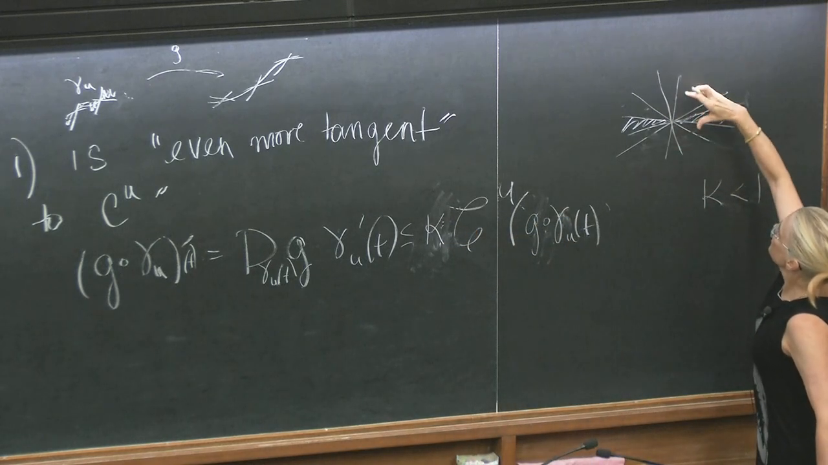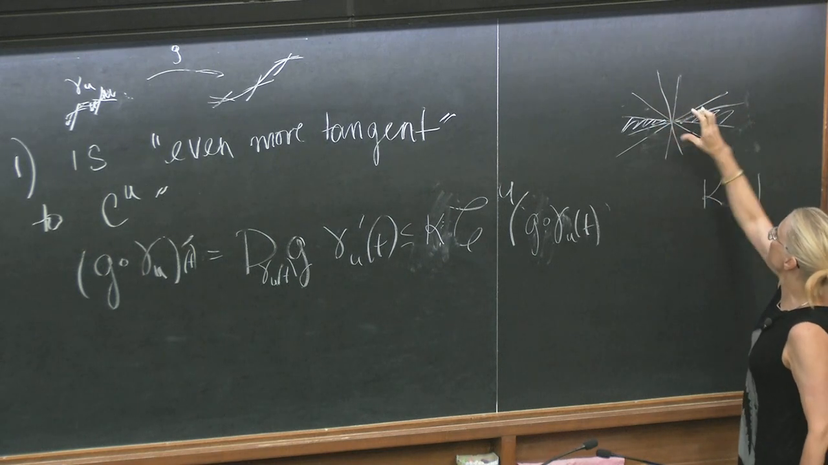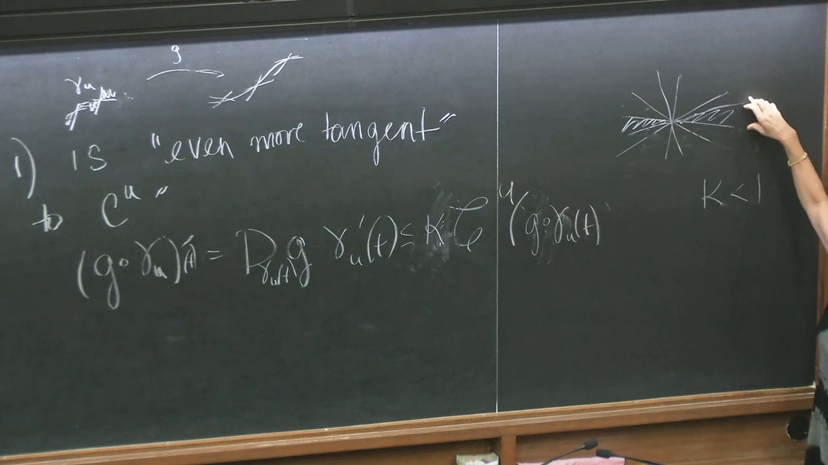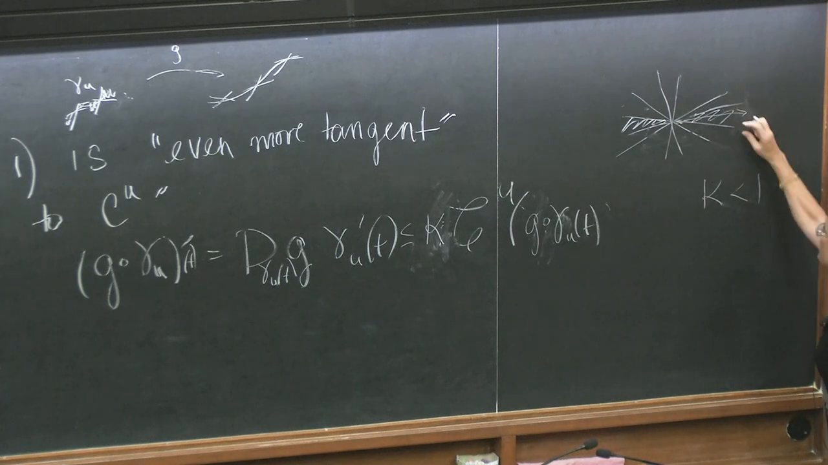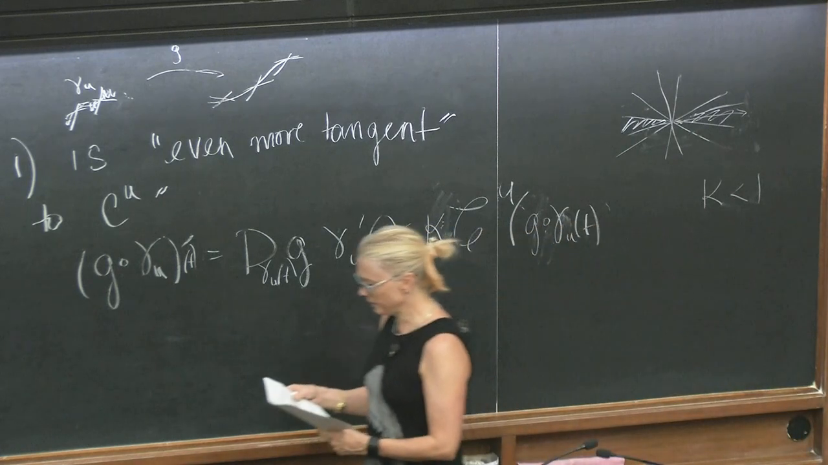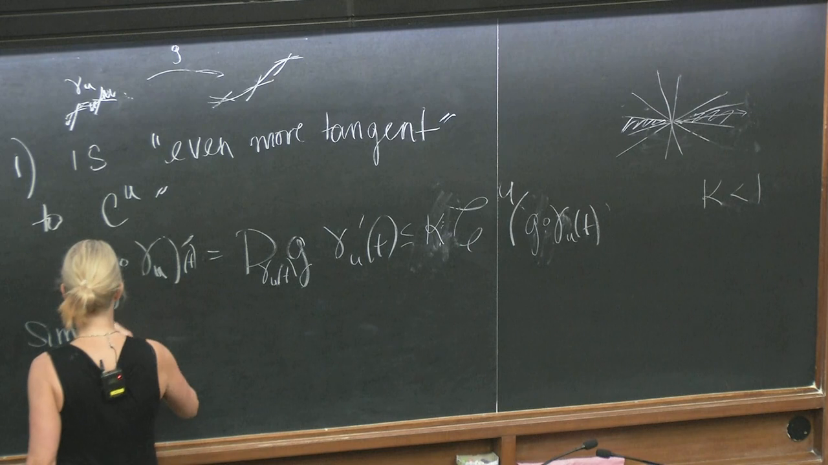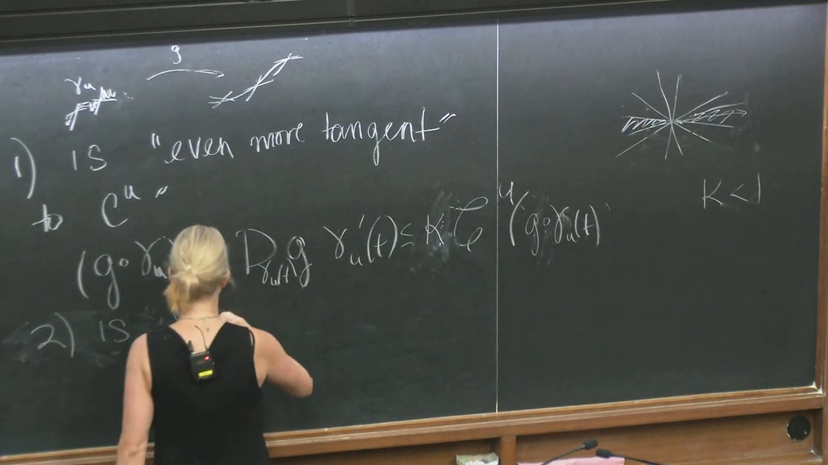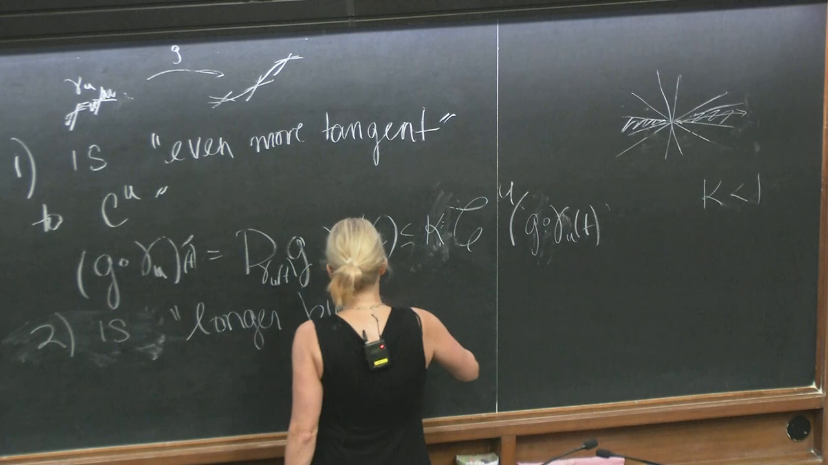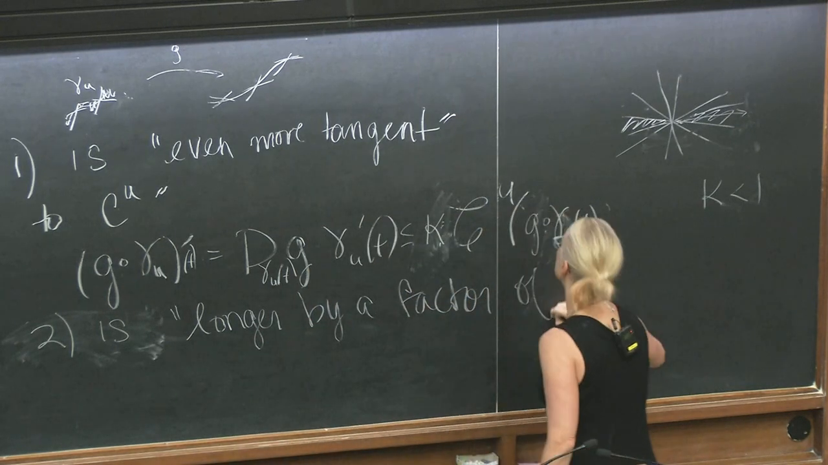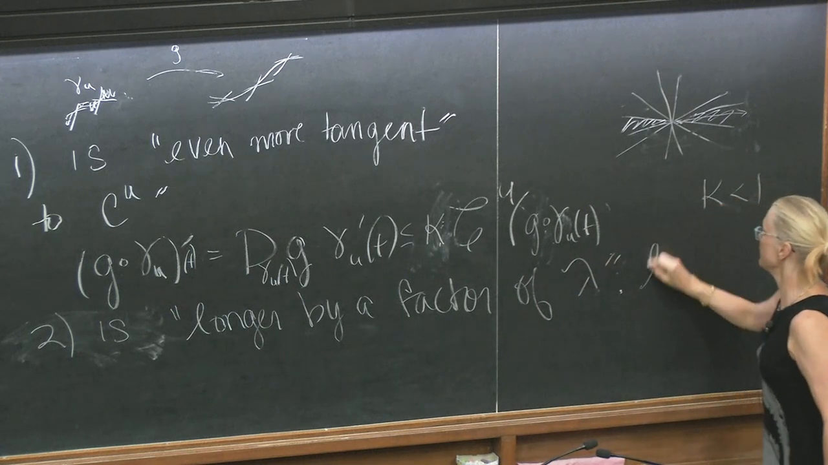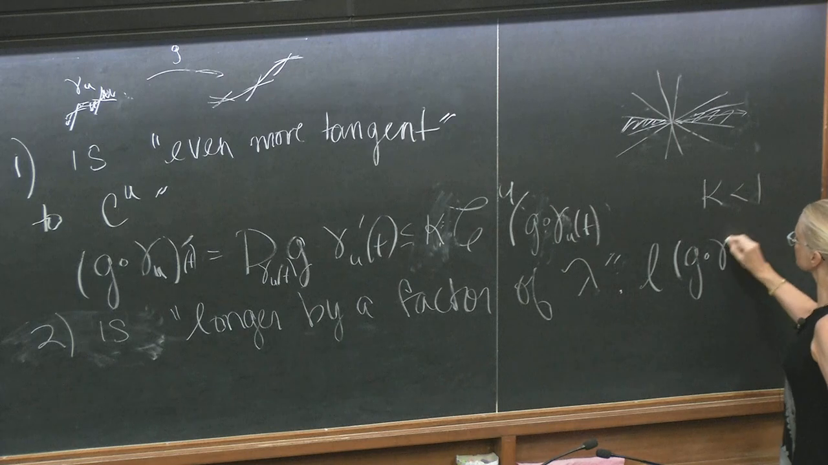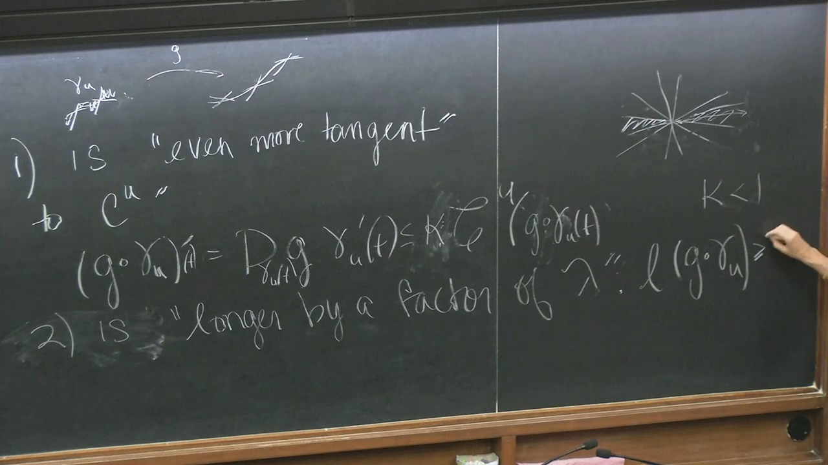So there are these two cones. This direction is contracted going forward. This is expanded. So once this cone is sent inside to itself, and these vectors are expanded, it's actually going to be contracted by a definite factor. Okay. And similarly, oh, that's part one. And two is longer by a factor of lambda. By which I mean literally the length of the composition is greater than or equal to lambda times the length of gamma u.